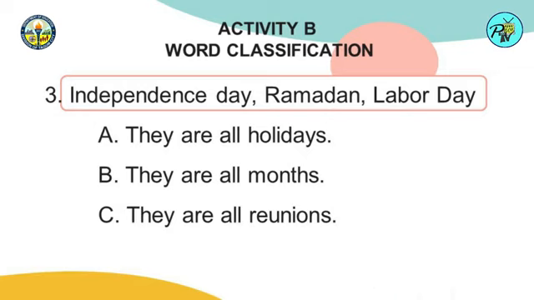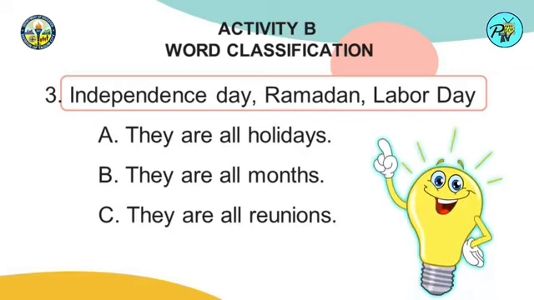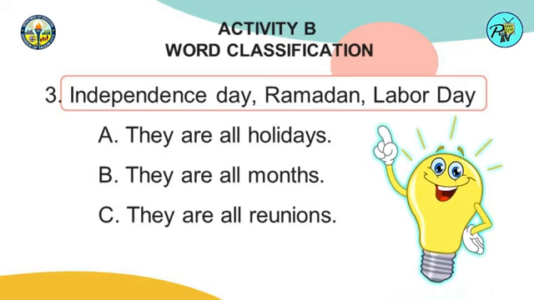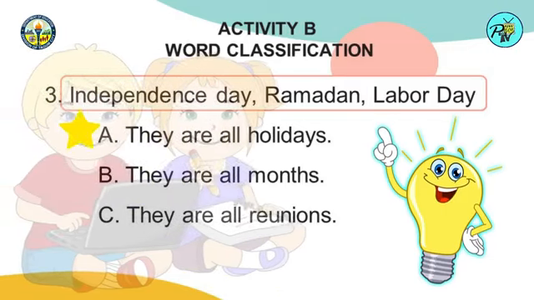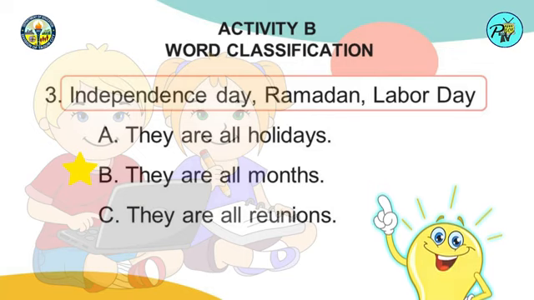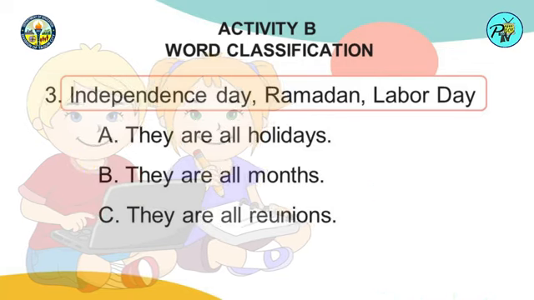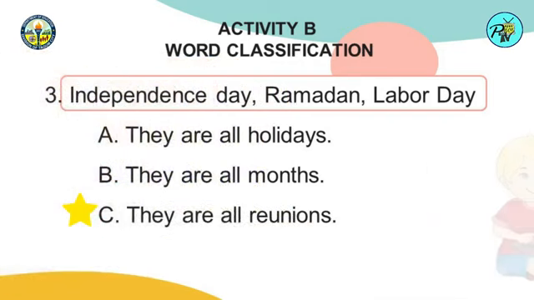Number 3. Independence Day, Ramadan, Labor Day. A. They are all holidays. B. They are all months. C. They are all reunions.